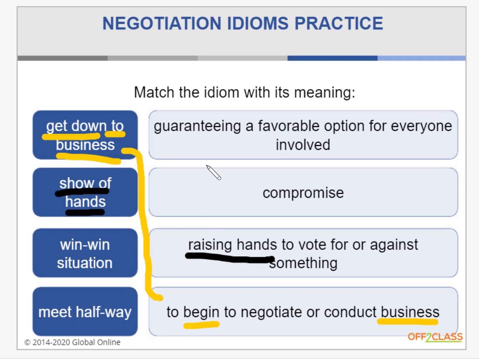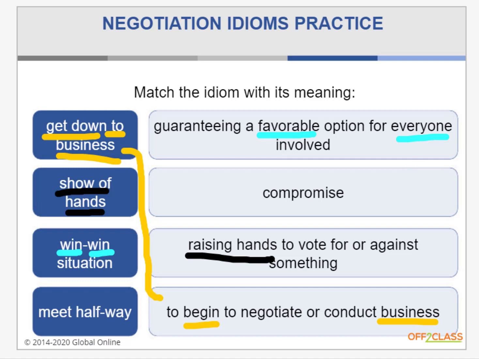Win-win situation, is that a compromise or is that guaranteeing a favorable option for everyone involved? So win-win, win, what does that mean? And two wins together. Win usually means something good happens. So favorable, and because there's two wins, that would imply everyone, multiple people are involved. Win-win for me, win-win for you.